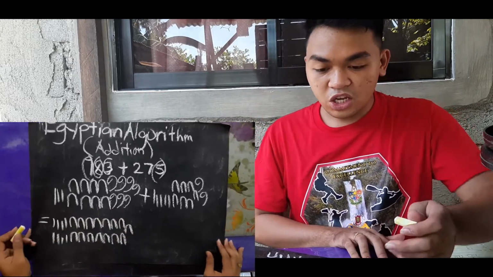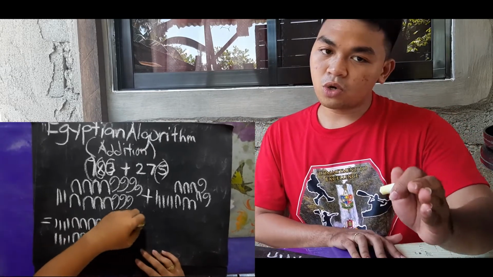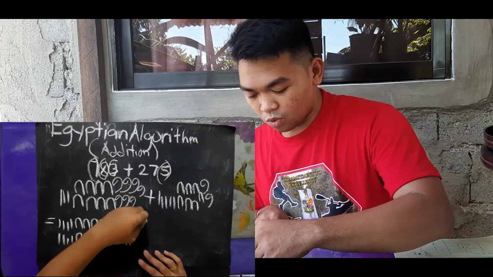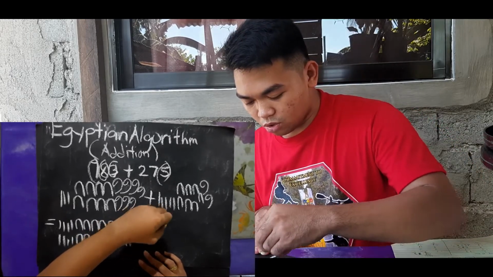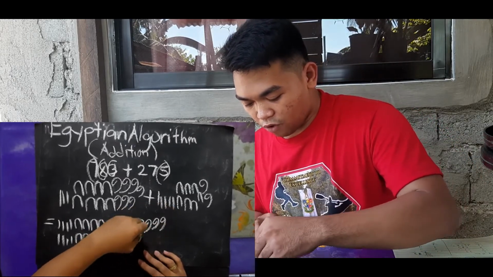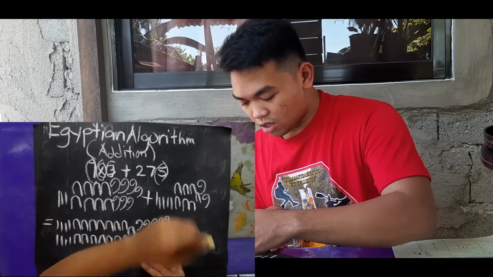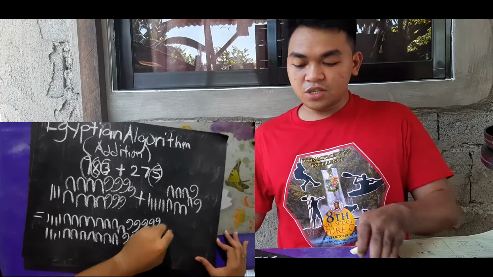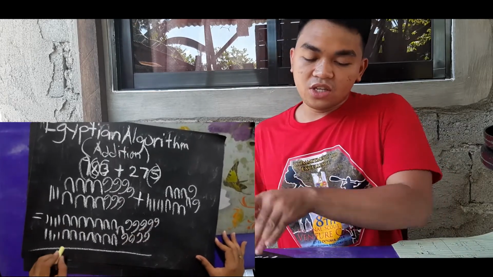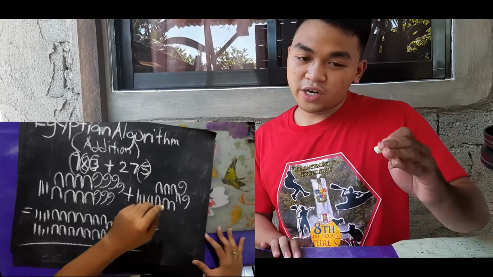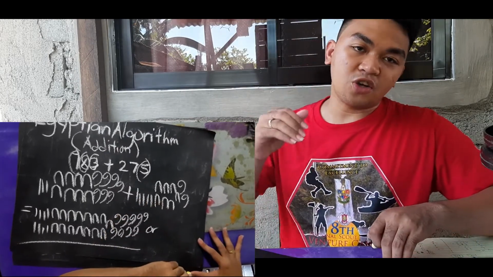The next is the hundreds: 7 plus 2 is 9. So let's put the hundreds symbol 9 times: 1, 2, 3, 4, 5, 6, 7, 8, then 9. Then this is the simplest way of adding the symbols. But there is another way to shorten the answer of the Egyptians.